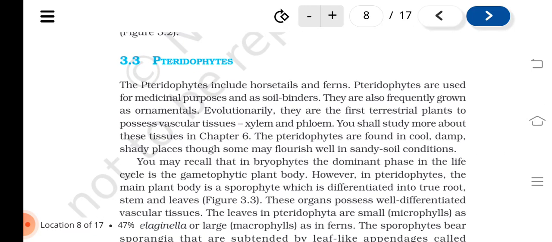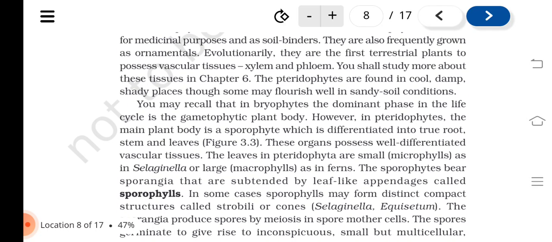The pteridophytes include horsetails and ferns. Pteridophytes are used for medicinal purposes and as soil binders. They are also frequently grown as ornamentals. Evolutionarily, they are the first terrestrial plants to possess vascular tissues, xylem and phloem. You shall study more about these tissues in chapter 6. The pteridophytes are found in cool, damp, shady places, though some may flourish well in sandy soil conditions.